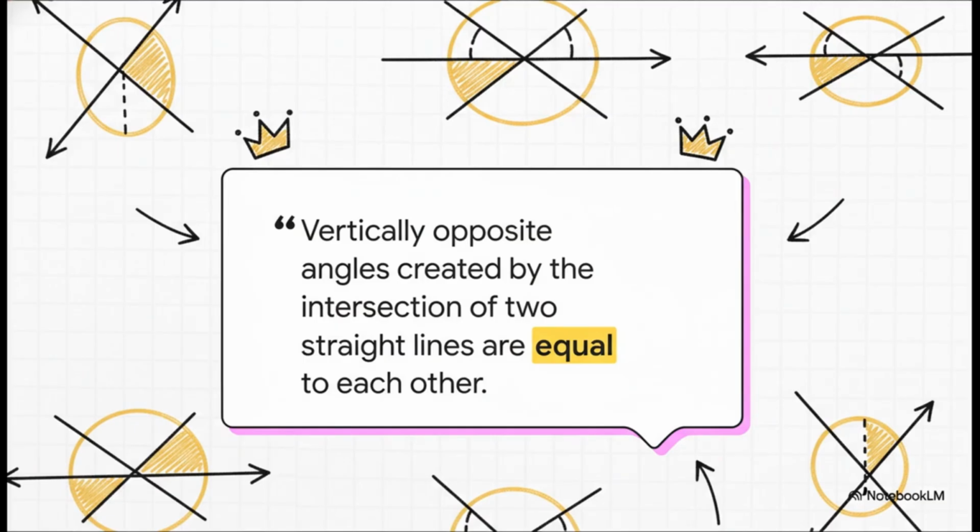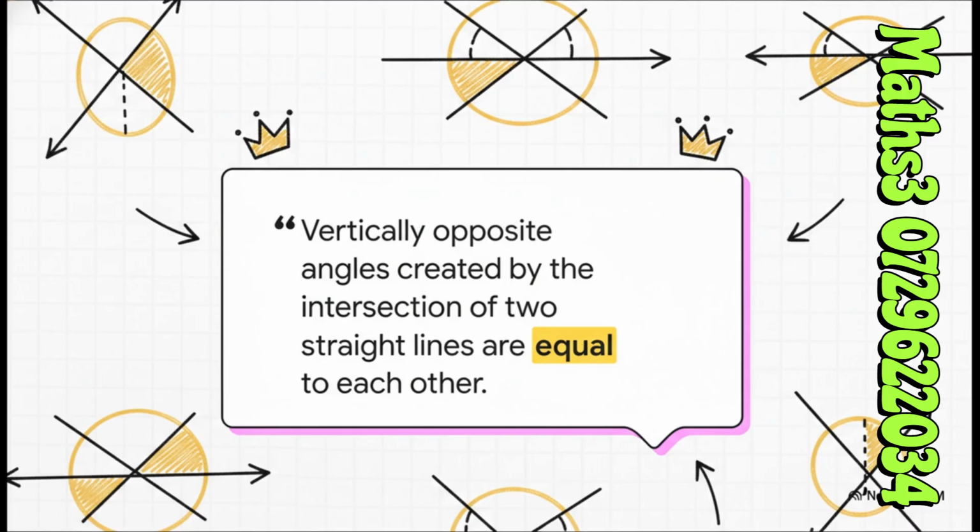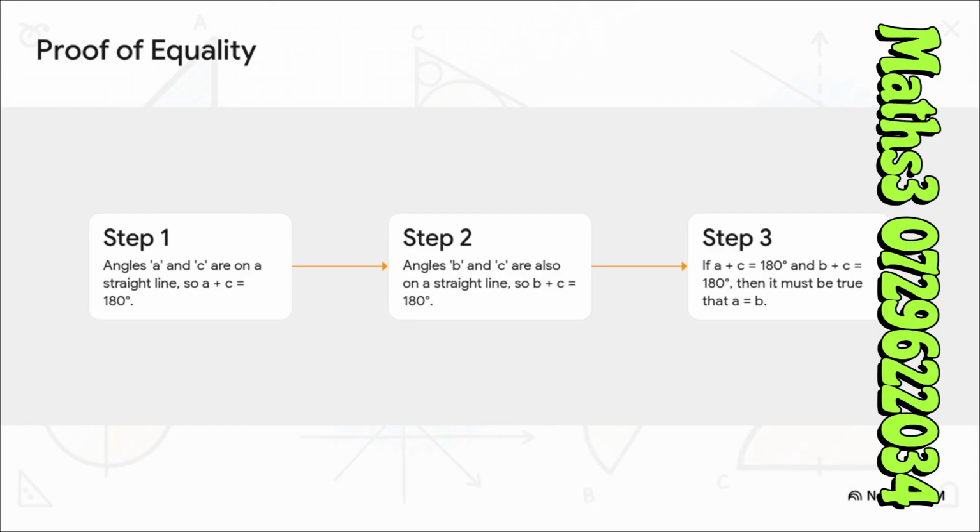And here it is. This is the golden rule. The most important clue we found all day. Vertically opposite angles are always, always equal. This single fact is the key to cracking our entire code. And this isn't just some rule you have to memorize. We can actually prove it with the logic we already have. Let's just walk through it.